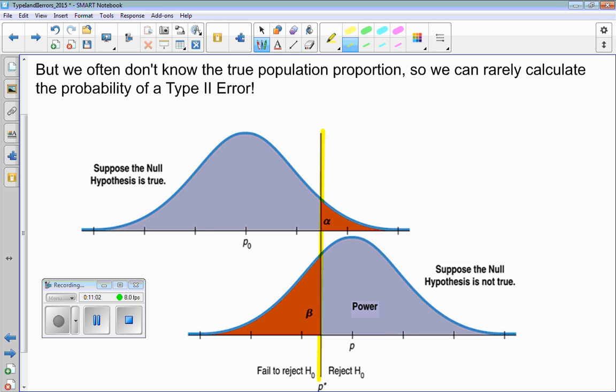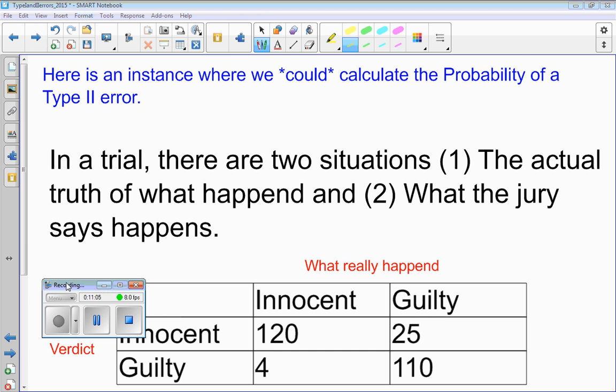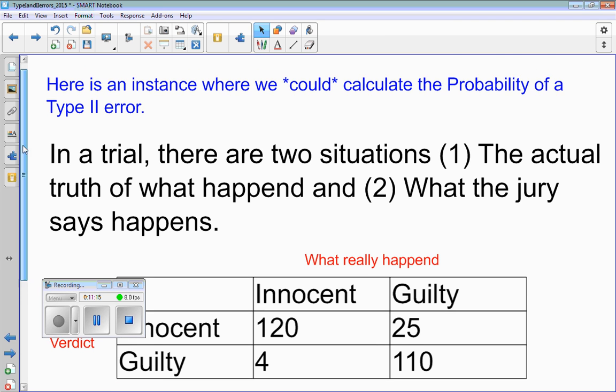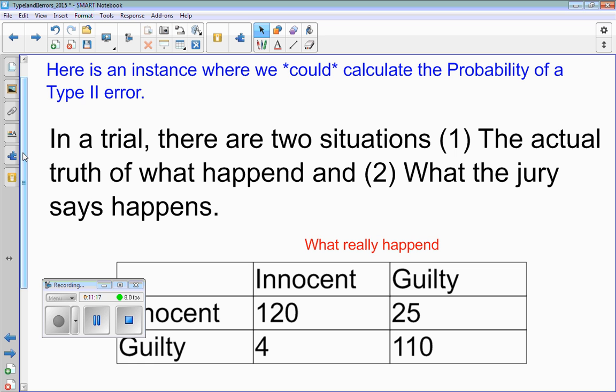Okay? Excellent. So here is a problem I would write down in my notes if I were you, because it's something similar on your test. So here is an instance where we could calculate the probability of a type 2 error. And I was trying to think of a situation, and I came up with a trial.